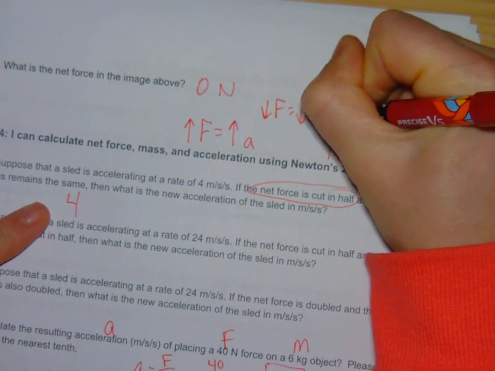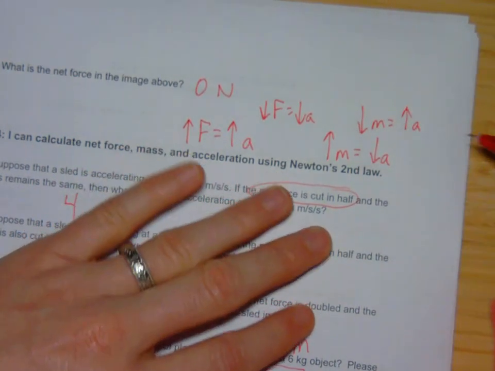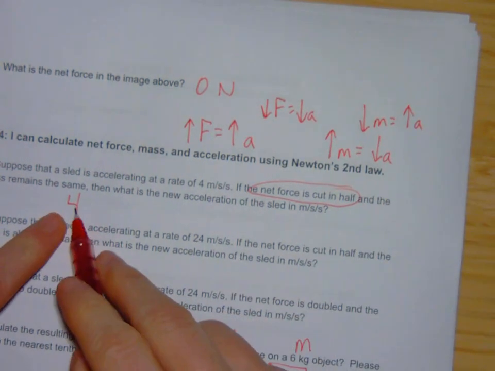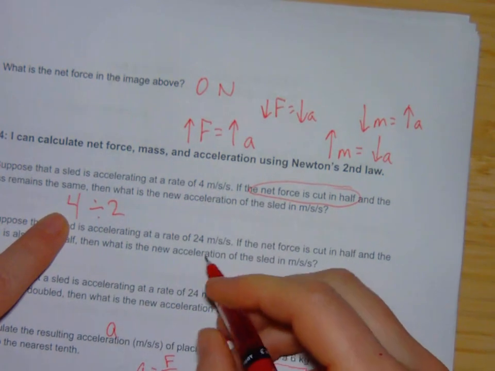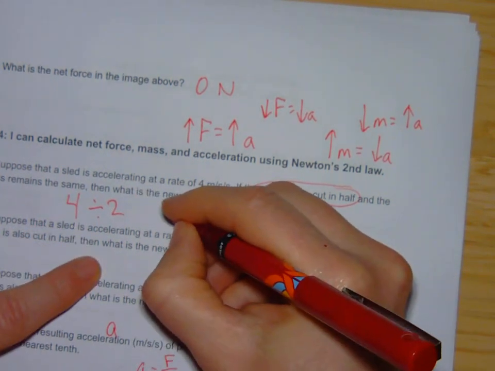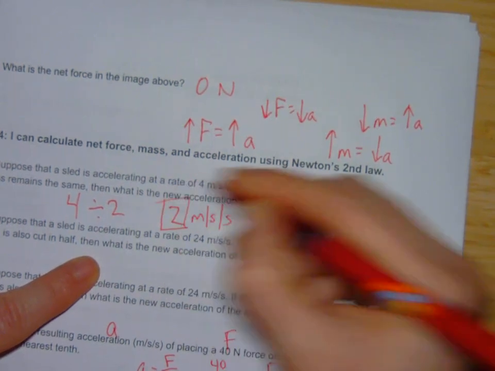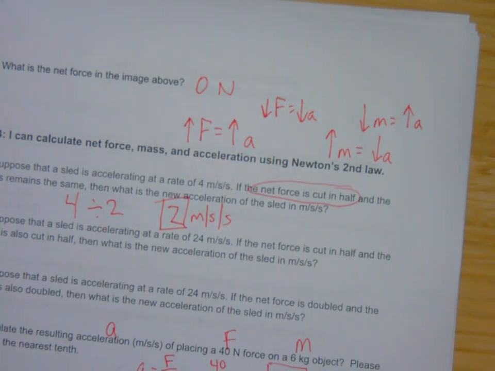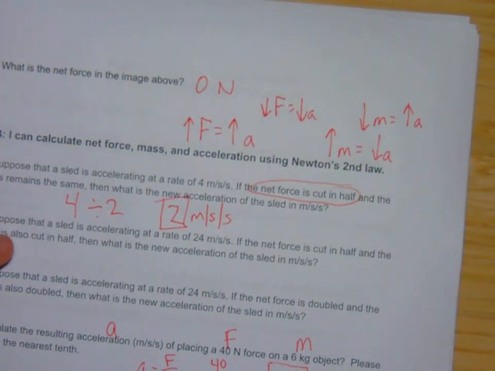Less force, less acceleration. Less mass, more acceleration. So if we're going to say, okay, it started at 4, but then we're going to cut it in half, then our new acceleration is 2 meters per second every second, because we're pulling less hard. Okay, so it's just a thought process.